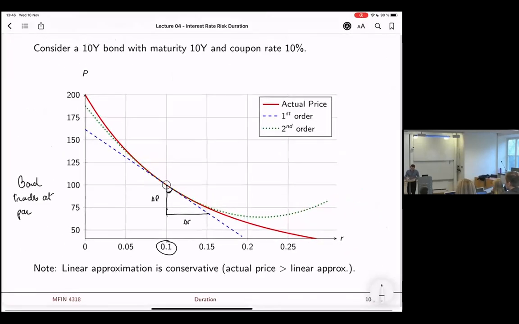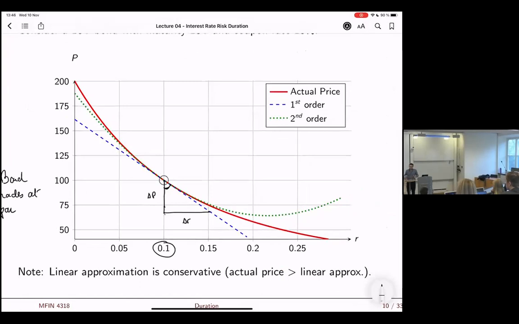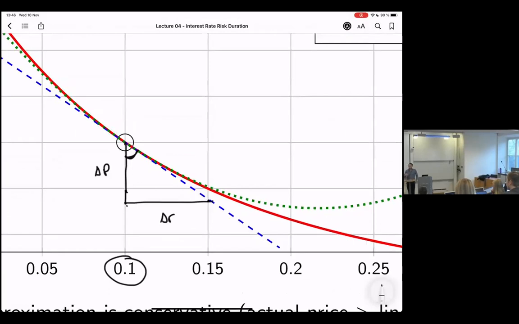The one thing you can see is that what we're going to do is approximate small changes in price with the blue curve as opposed to the actual red curve. And as it's written here, this linear approximation is in fact conservative. So what do I mean by that? Well, suppose that you approximate the new price with the blue line. Right? If the interest rate increases, you're going to say that the price decreased more than what it actually decreased. Why? Because the blue line is below the red line. Okay. So that's why you're conservative, because you overestimate the impact of an increase in rates.